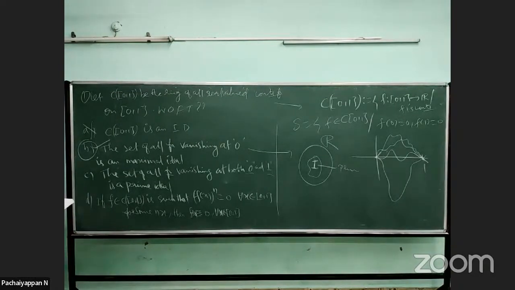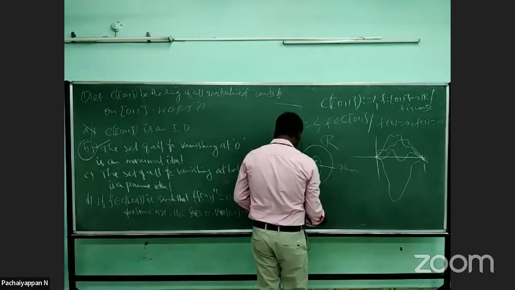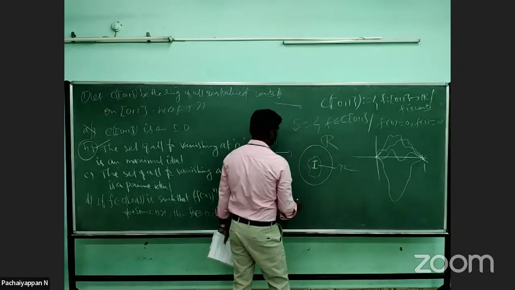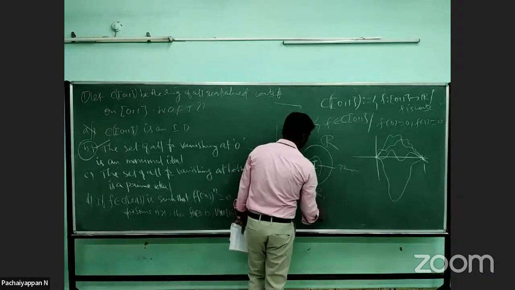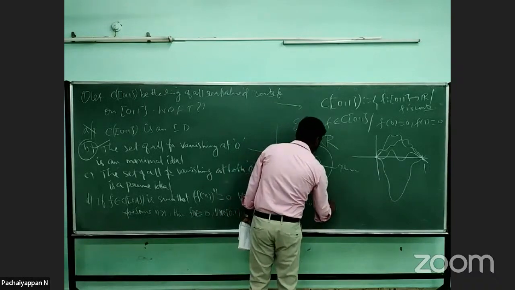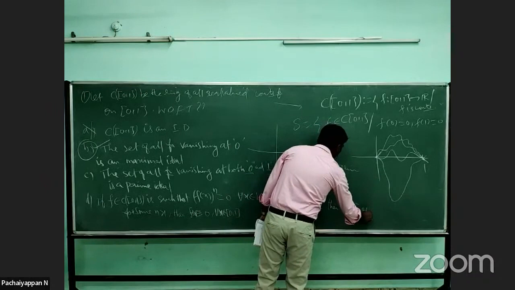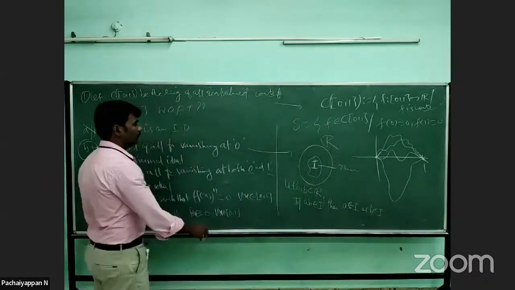Please recall what your prime ideal definition is. I would like to write here. Let a, b belong to R. If ab belongs to I, then a belongs to I or b belongs to I.